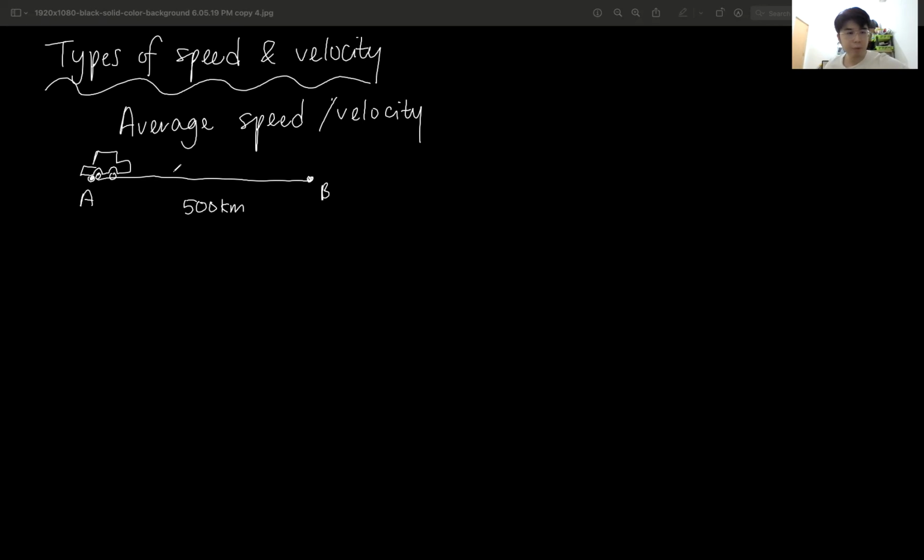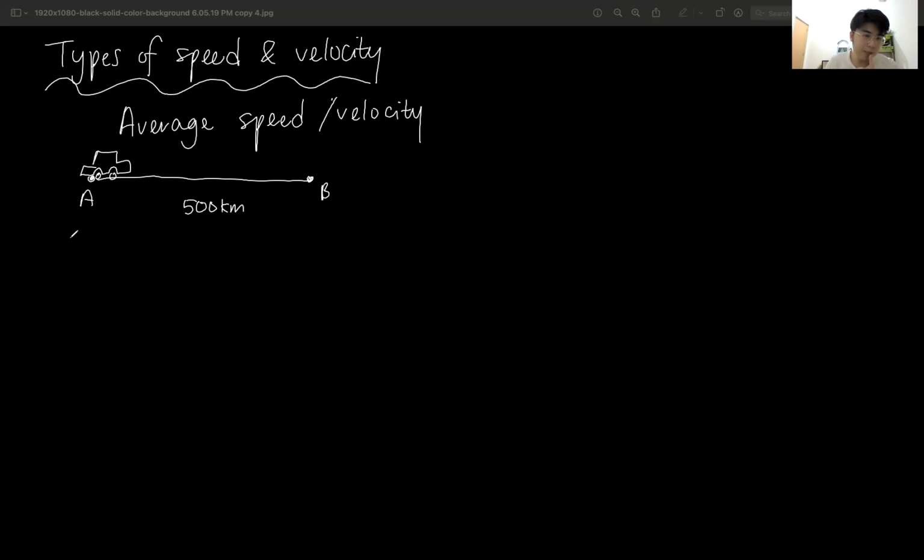How do you answer? Do you answer, okay, I was traveling at 80 and then I moved to 100 and then I moved to 180 and then I decreased down to 50 and then finally I reached B? You don't answer that way, right? So how do you answer? You just give one speed. How did you get the speed? You take the distance that you travel divided by how long it takes for you to reach, right?